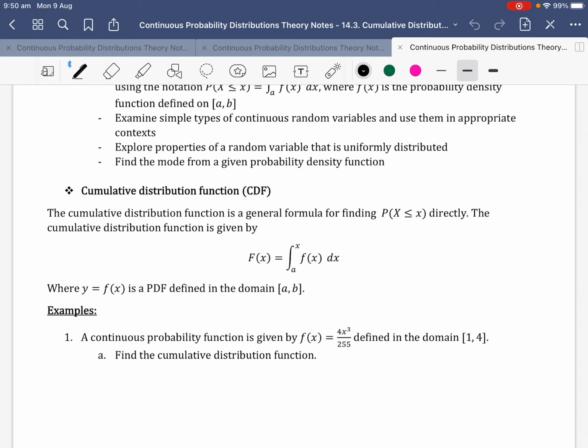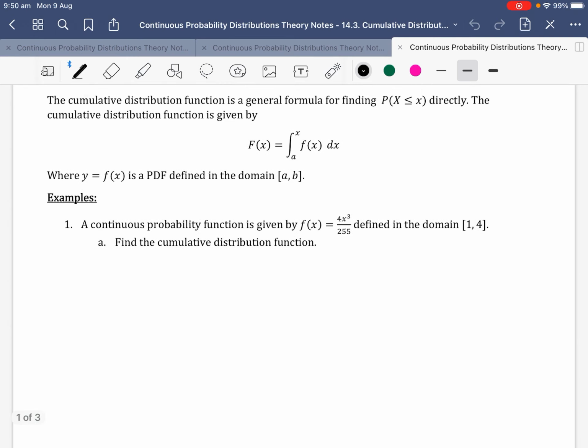The cumulative distribution function is a general formula for finding the probability of x is less than or equal to x directly. The cumulative distribution function is given by capital F of x equals the integral from a to x of f(x) dx. This is where y equals f(x) is a PDF defined in the domain of a to b. A PDF is a probability density function.